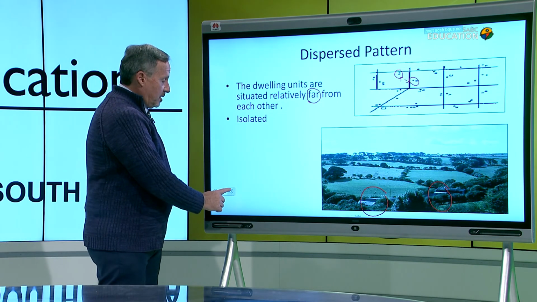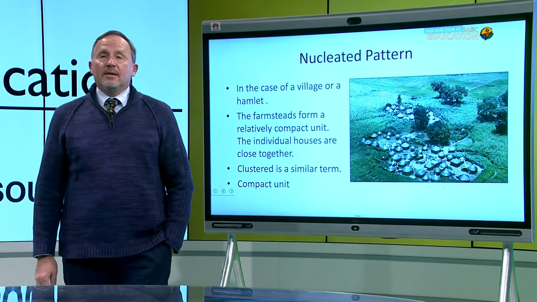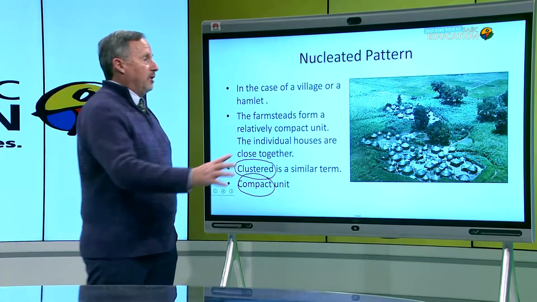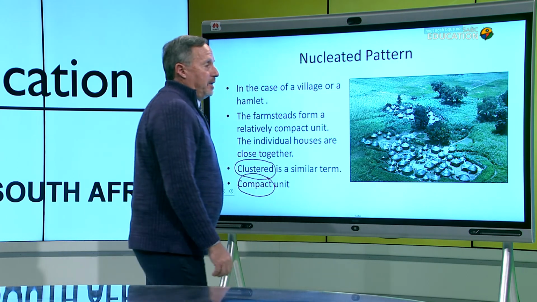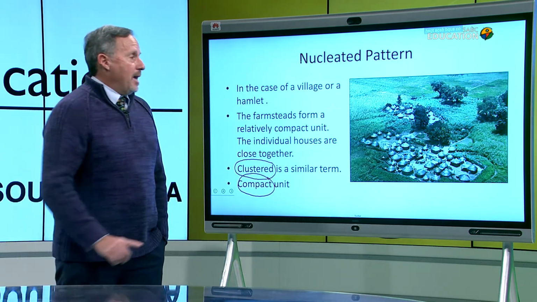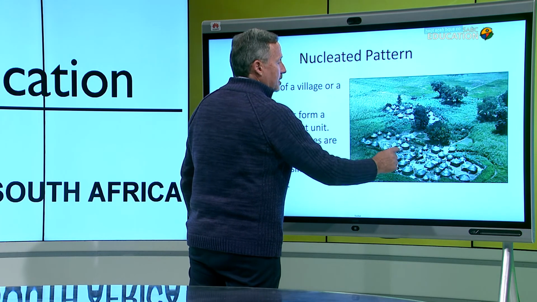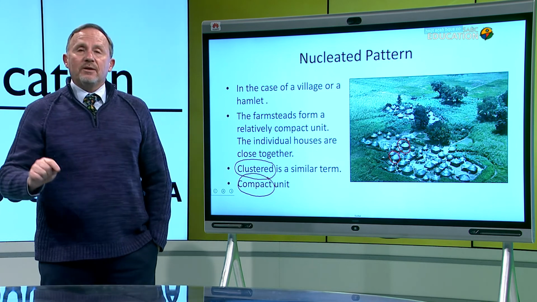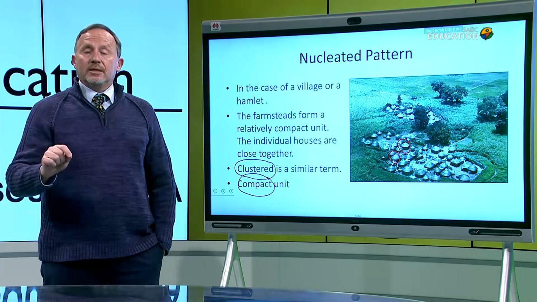The opposite of dispersed is the word nucleated. Here, I think important to look at the similar terms, the word cluster, the word compact. Those are the 2 issues that are important. In our illustration here, this is a nice settlement in Vietnam, and you will see here that the buildings are really close to each other. And the distinguishing factor here is the distance.